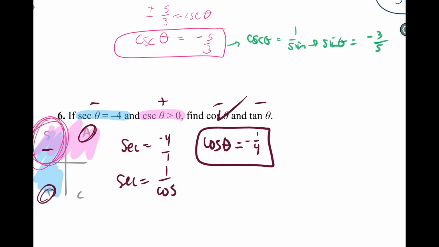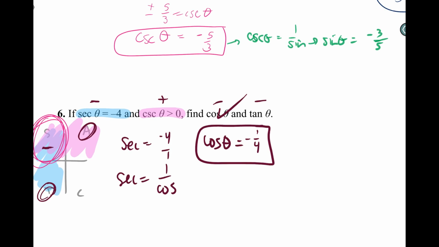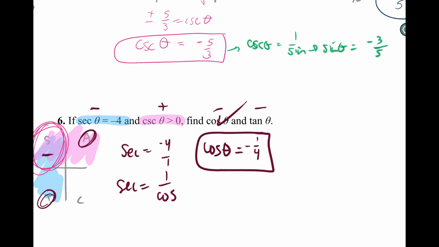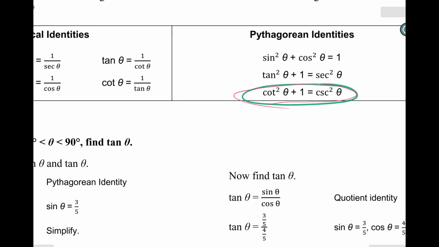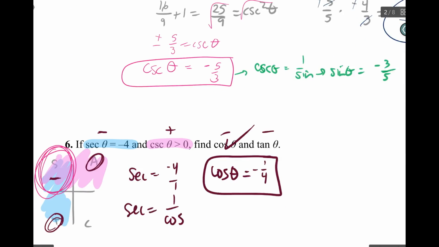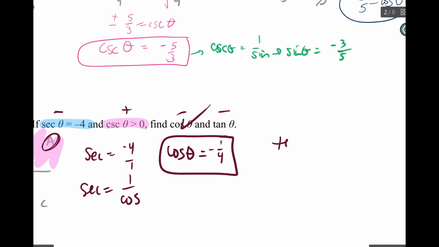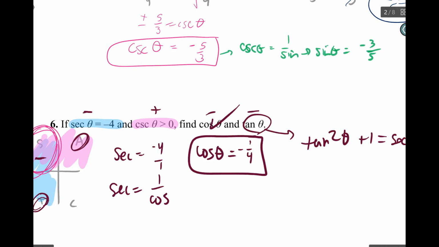So is there an easy way to find tangent, just one equation, or am I going to have to find sine? That's my next question. So let's see. Look at our identities. I see that tangent squared theta plus 1 equals secant squared theta. Sweet. And check it out. That's what I need to solve for, is tangent.